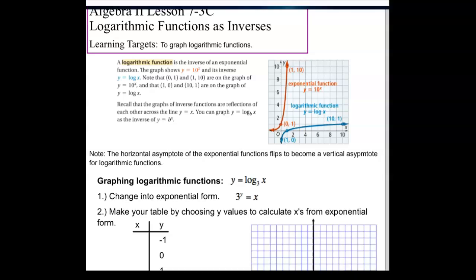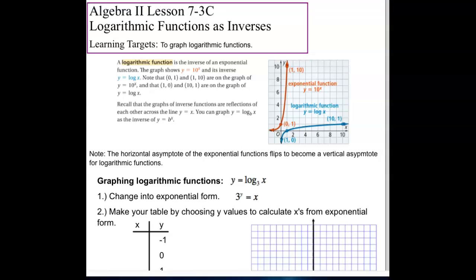So today we're going to finish up section 7.3. We're looking at log functions as inverses again, but today our focus will be on graphing them. A logarithmic function is the inverse of an exponential function. The graph here shows y equals 10 to the x, that's the one in red, and its inverse y equals log base 10 of x, and that one's in blue.